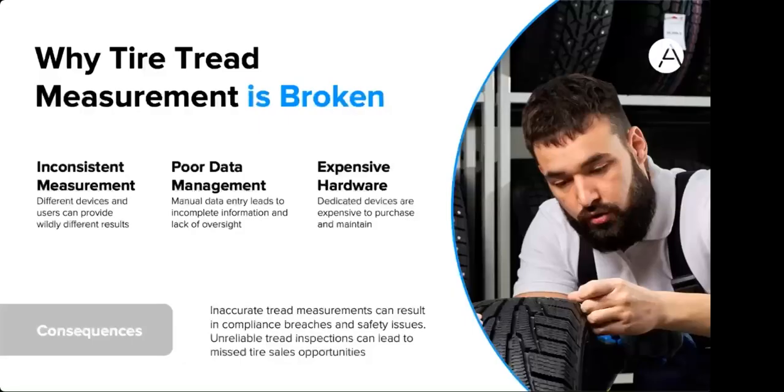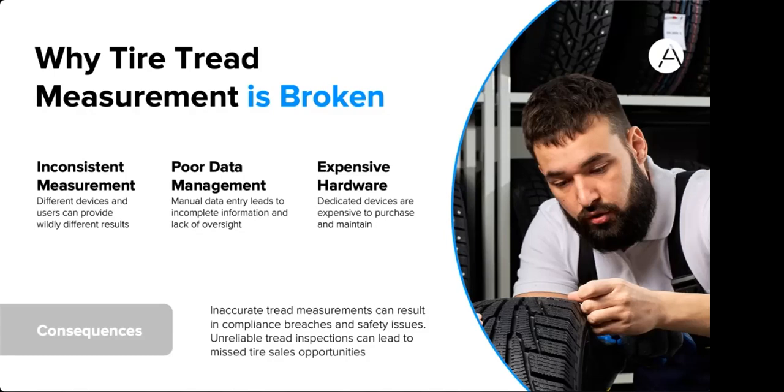Now, I wanted to also touch on why we think that the traditional way of measuring tire tread is broken. What we see with these traditional tread depth gauges is that they are very inconsistent. So if you have 5 people doing a measurement, you usually get 5 different results. The second thing is that when you're done with this, you have to write it down on a piece of paper and then usually bring it to a computer and then type it in. So a lot of information can be lost on that road.